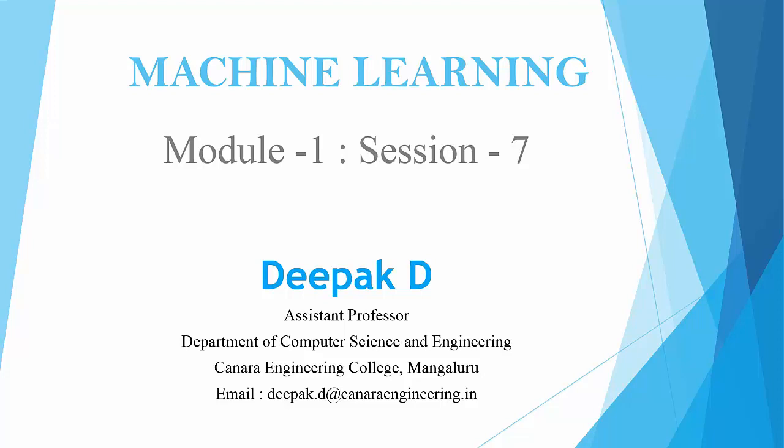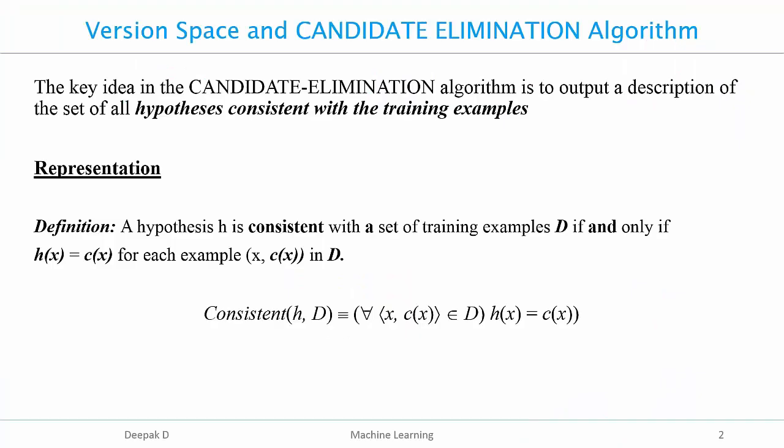So in the previous session, we discussed the general to specific ordering of hypotheses, the Find-S algorithm, and also we have seen the relationship between hypotheses called the more general than or equal to relationship. We shall discuss in this session the version space and also a very important algorithm, that is the candidate elimination algorithm. Let's start the session.